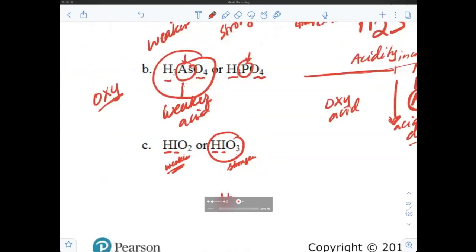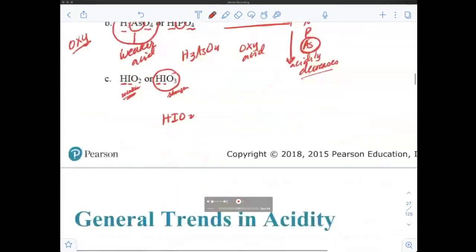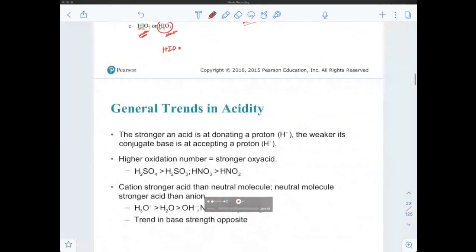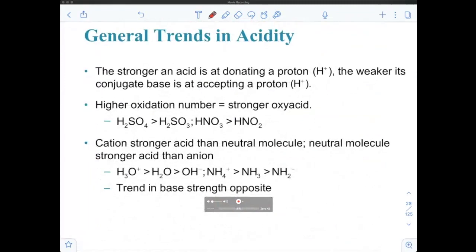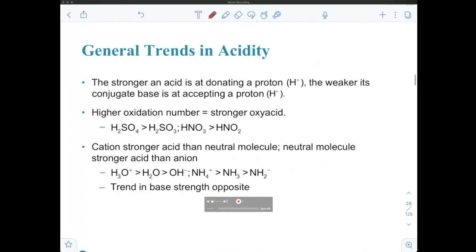So our answer is actually H3AsO4. Okay, so my mind is back on this. We're seeing some more general trends once again. The stronger an acid is at donating the proton, the weaker its conjugate base is at accepting the proton. Oh, I think there was a homework question that has to do with this.